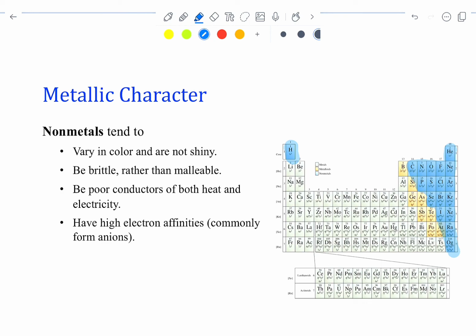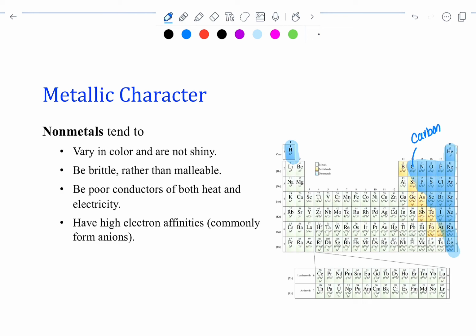And nonmetals tend to vary in color. They're usually not very shiny. Think of carbon, that's a good one. That's a classic nonmetal. This is like the lead in our pencils and stuff like that. Charcoal is a form of carbon. It's not very shiny. It's kind of dull and brittle. They're not malleable in any way. If you think of charcoal on a grill, it's very easy to crush those charcoals.